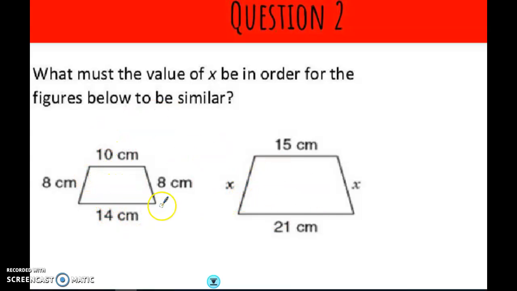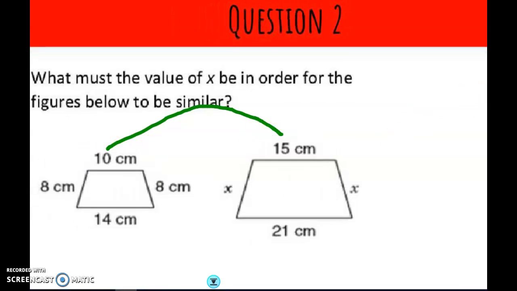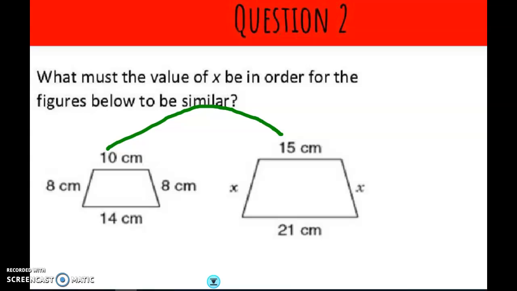They told us these two are similar, so I could do top to top, and I'll tell you, that's where I'm going to get my scale factor. Or maybe somebody else wanted to do bottom to bottom, like that. I'm going to stick to top, and when I take 10 over 15, guess what? It reduces to 2 over 3.